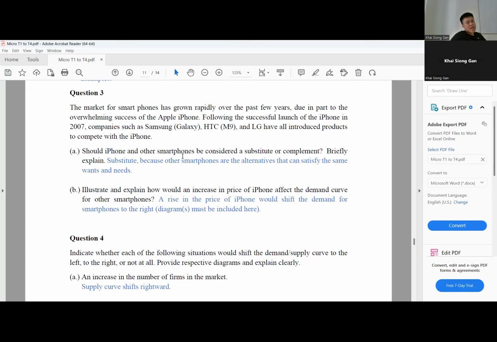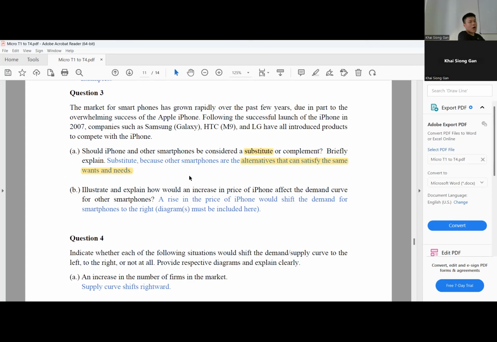A. Should iPhone and other smartphones be considered as substitutes or complements? Explain why. So we talk about iPhone and other brands of phones. What is this? We are referring to substitutes. Very good. How do you explain substitutes? You can use the definitions. Because smartphones are alternative goods that can satisfy the same wants and needs. You use the definition to answer the question. Remember that we covered the definition just now.